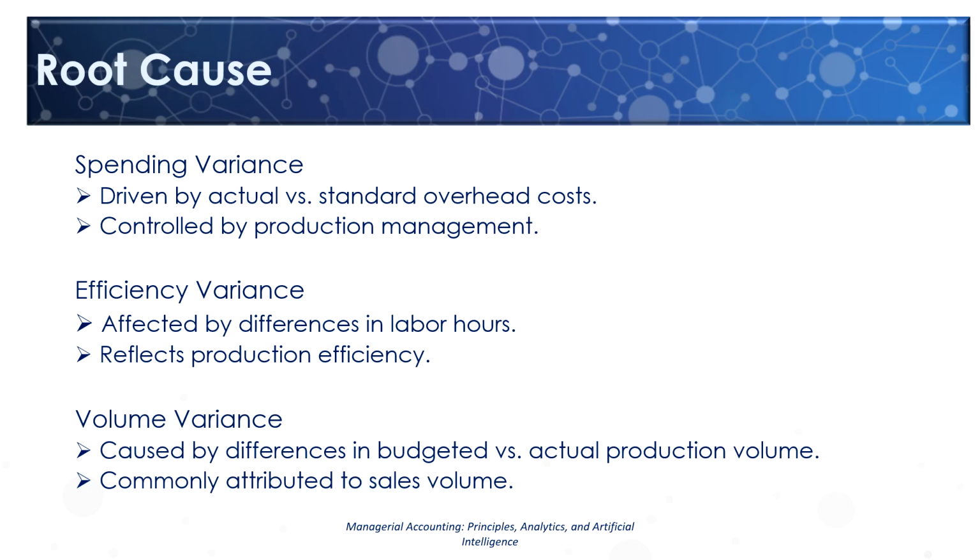The volume variance, on the other hand, is caused by differences in budgeted versus actual production volume. This is commonly attributed to sales volume and uncontrollable if we are evaluating production management.